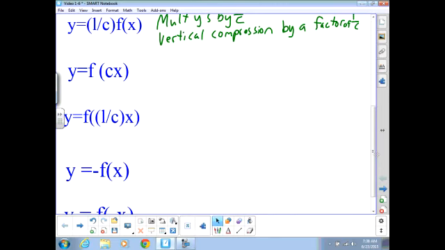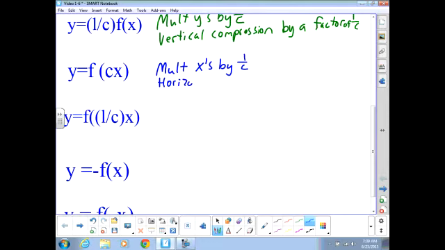Now remember, inside the parentheses, it's opposite of what you would think. So if we have c in front of x, we actually multiply the x's by 1 over c. And again, assuming that c is some number greater than 1, this would be a horizontal compression by a factor of 1 over c.